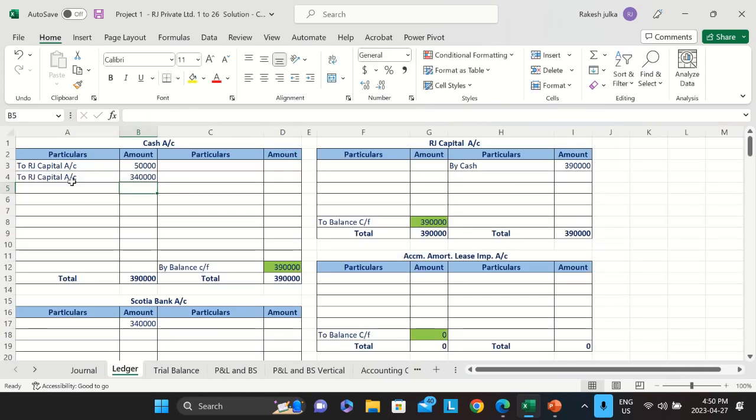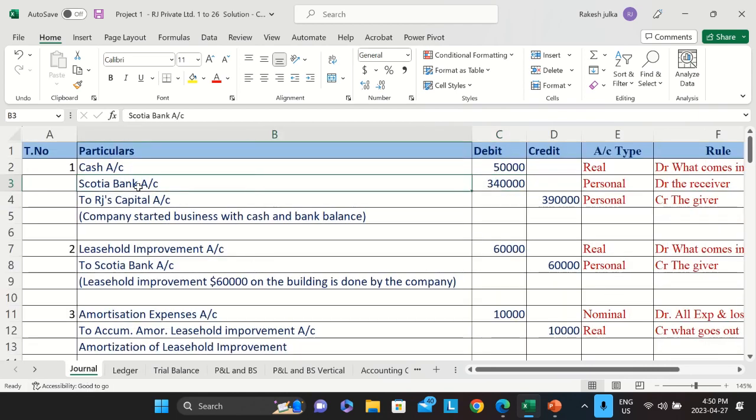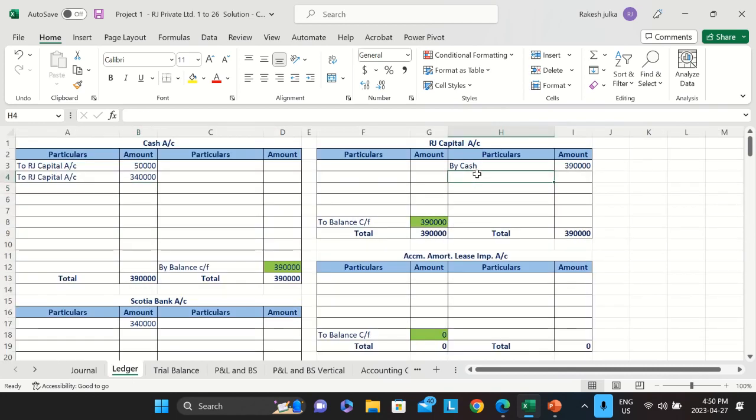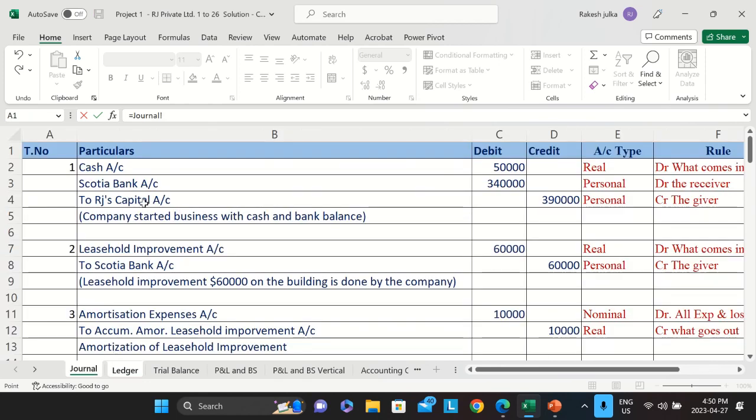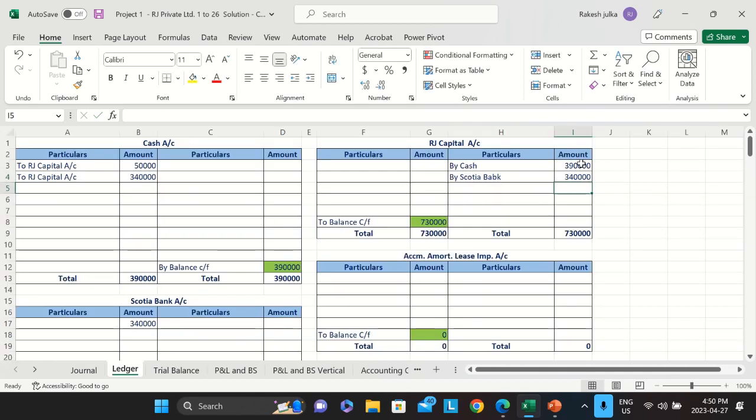Okay, so RJ Capital. In Scotiabank account, debit to RJ Capital. In RJ Capital, by Scotiabank. So here I'm going to write by Scotiabank. What will be the amount here? We are going to write 340,000. The cash first was not 390, it was 50,000. Okay, so now this is right. This is the first transaction that we have completed.